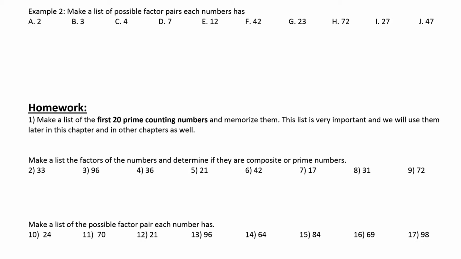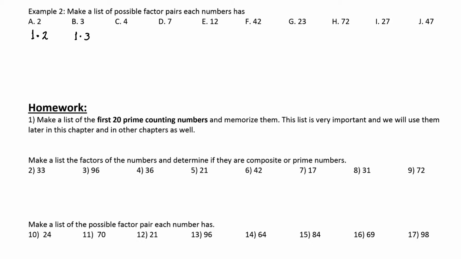Now in example 2, we need to make a possible list of factor pairs for each of the numbers. So that means that now we're going to have a list of factors, but we can only have 2 at a time. I'll give you an example. 1 times 2 is a factor pair, because if we multiply 1 times 2 together, you automatically get 2. Same thing for B. 1 times 3 is the only factor pair.